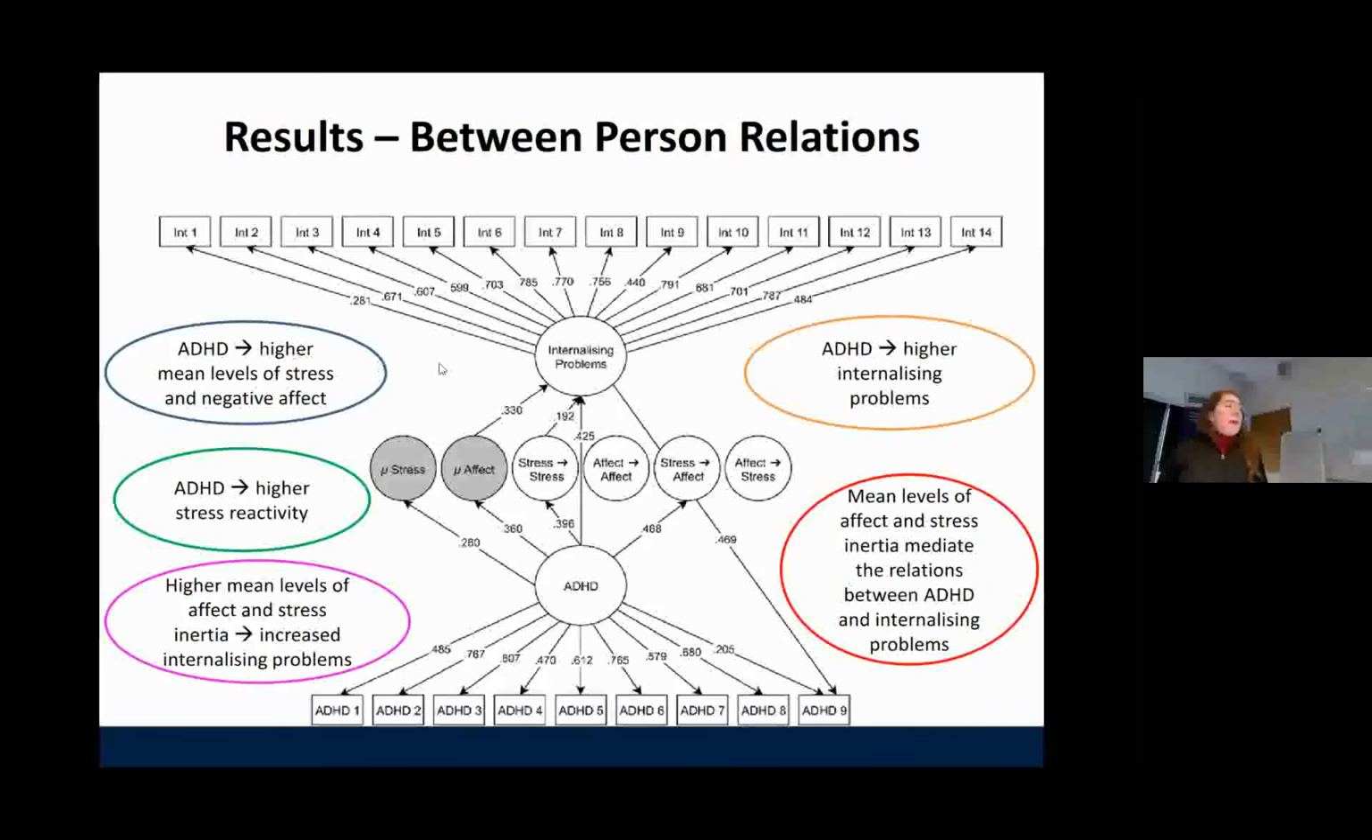Then we also found that higher mean levels of negative affect and higher autoregressive effects of stress were associated with internalizing problems. So individuals who were showing strong stress inertia, or who were generally high on negative affect, were more likely to have internalizing problems. And we found a direct effect of ADHD traits on internalizing problems, which was in effect also mediated by the mean levels of negative affect and by stress inertia.